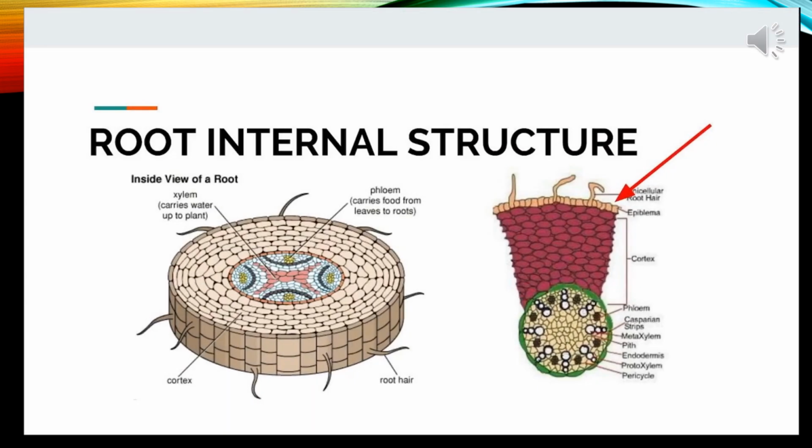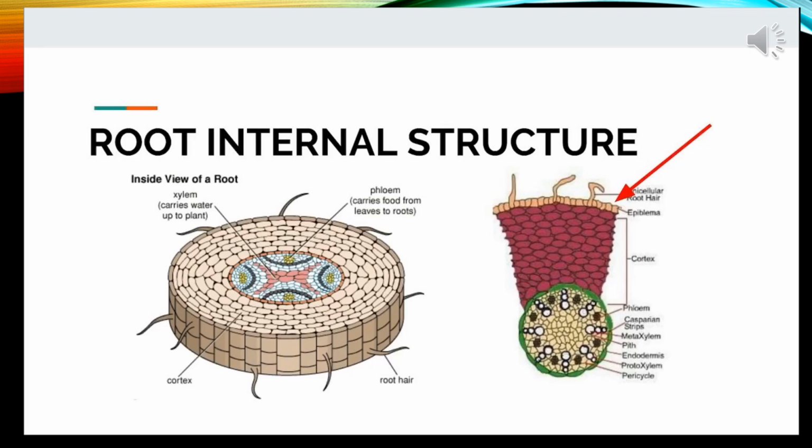Here is the diagram of the internal structure of the root. When we take the section of a root, you can see the structure as given in the diagram. In the first diagram, you can see the outer covering and there is a middle part and the innermost part, that is in the center, you can see the xylem and phloem. They are the vascular bundles or the conducting tissues in plants. When we observe a small portion of it, enlarge it and observe it with the help of a microscope, we can see the parts as shown in the second diagram.